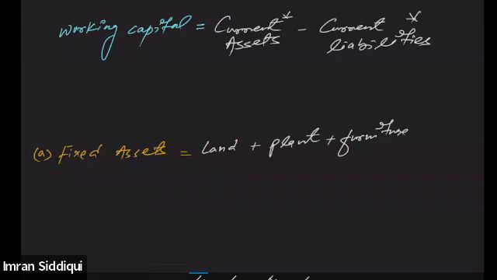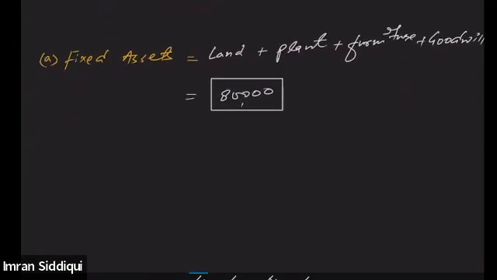So goodwill. Sir, done. Okay, just wait. Adding all these values, you should be getting 80,000 as the value of the fixed asset. Kindly confirm if you have got the same answer. Yes, sir. Okay, that is nice.